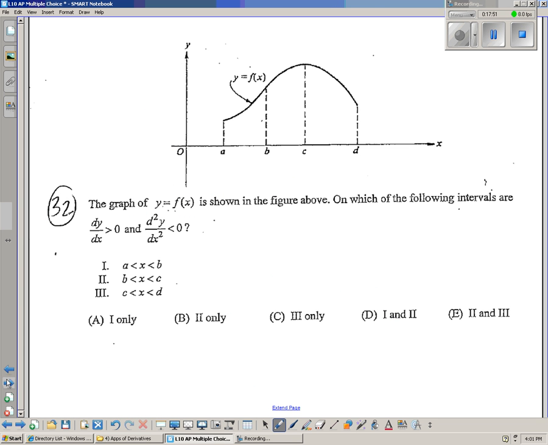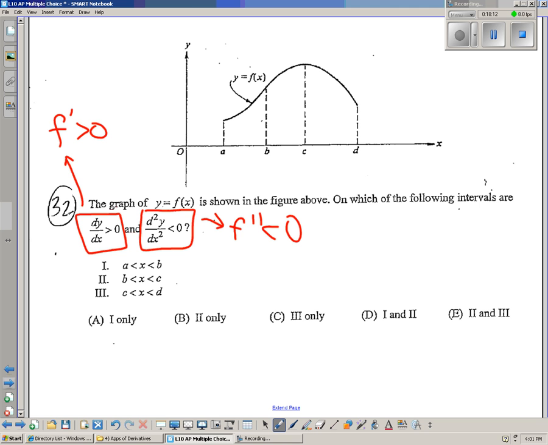Last but not least, number 32 says the graph of y equals f of x is shown in the figure above. It says on which of the following intervals is the first derivative positive and the second derivative negative. Please don't get confused. These are derivatives. So they're saying if you want to translate, f prime is greater than 0 and f double prime is less than 0. So that would mean that the function f is increasing because they gave us a graph of f. And this would mean f double prime less than 0 means f is concave down.